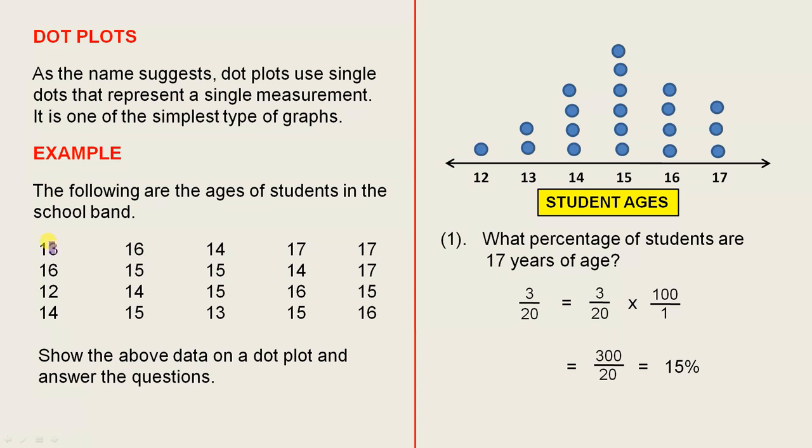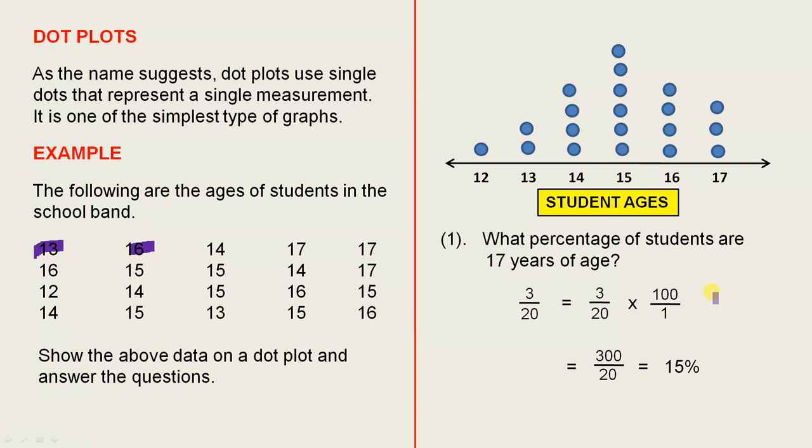You start from 13 and you do a dot. Then you cross off the 13. Then you go to 16 and you put a dot and cross off the 16. And you keep going till you've used all the numbers. And here is the dot plot. If we do it carefully, we'll end up with a graph like this. Now we can answer the questions.